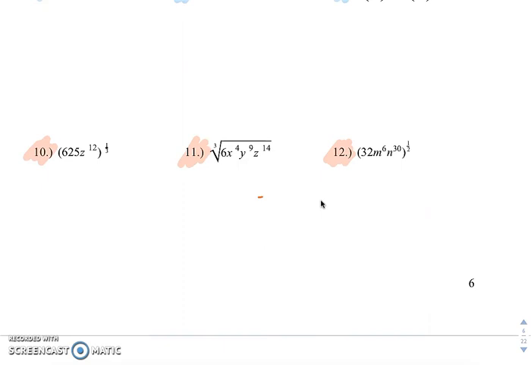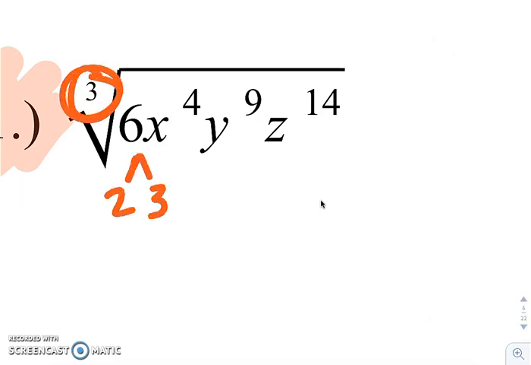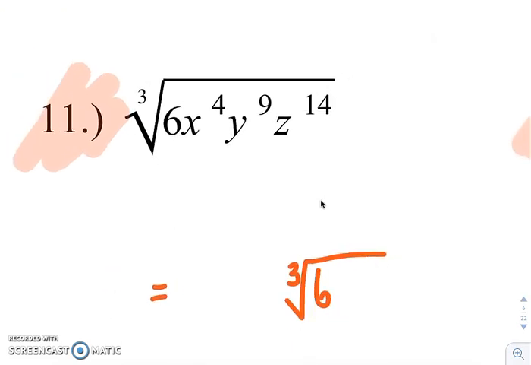So let's look at number 11. The cubed root of 6 times x to the 4th times y to the 9th times z to the 14th. So you could try to factor out 6, but it's just 2 and 3, so there's no perfect cubes inside there. So it's just going to stay underneath the cube root for right now. Then we need to do our x, y, and our z.